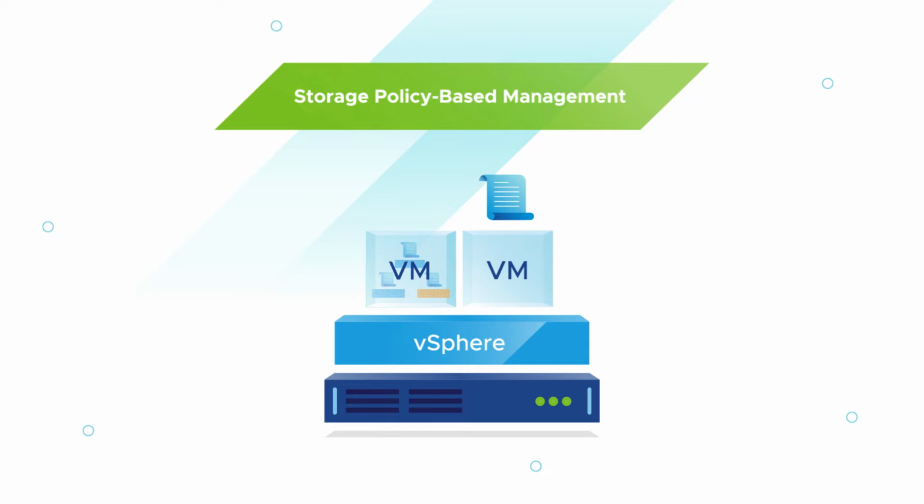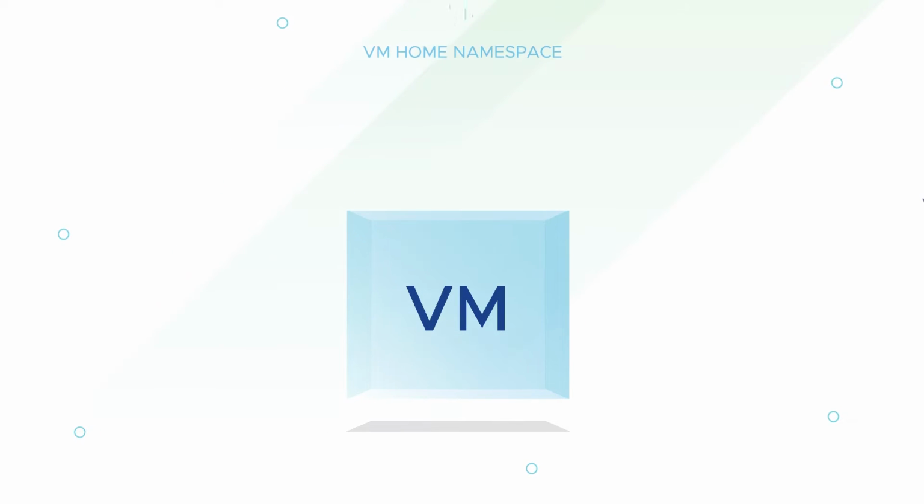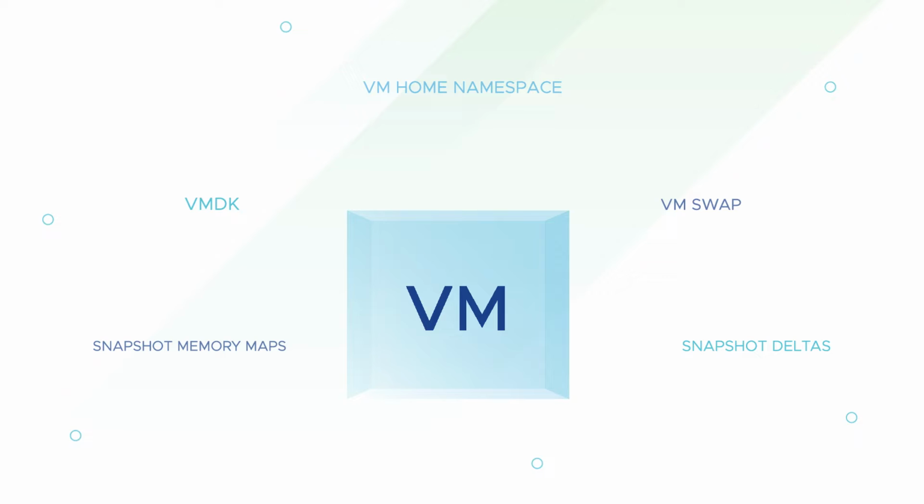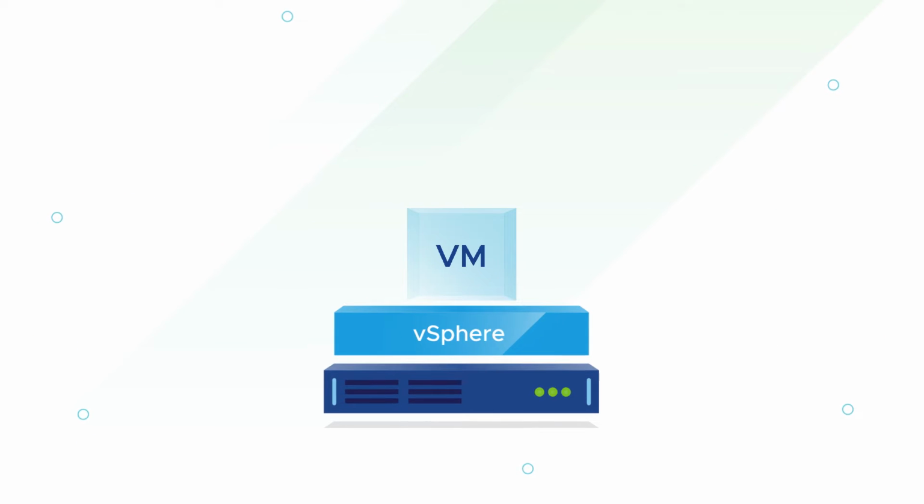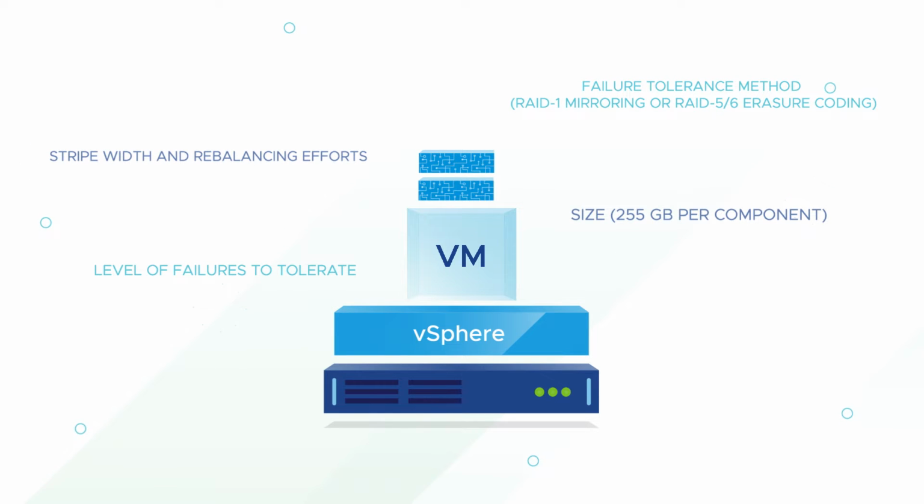Before we examine how an SPBM policy determines the data placement of virtual machine objects, let's take a look inside a virtual machine. A virtual machine contains various objects. Objects are comprised of chunks of data, known as components, and can grow up to a maximum size of 255 gigabytes. The number of components representing each object is determined by several factors.